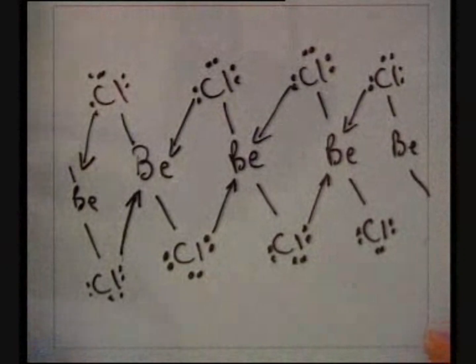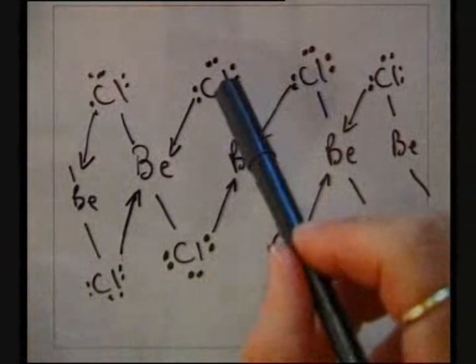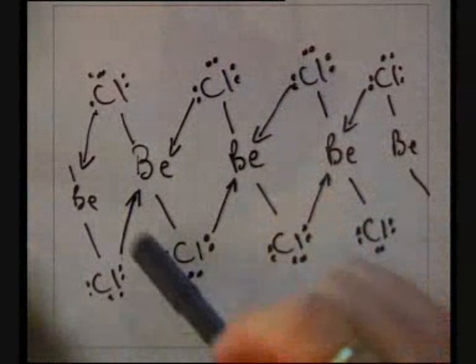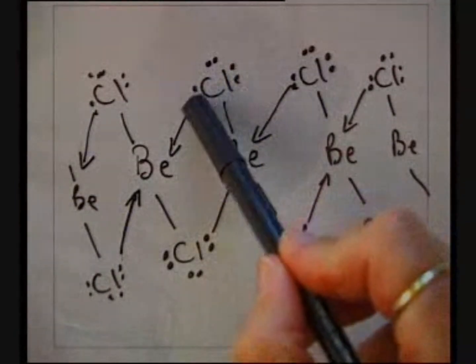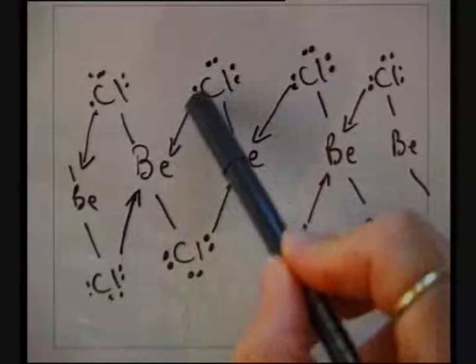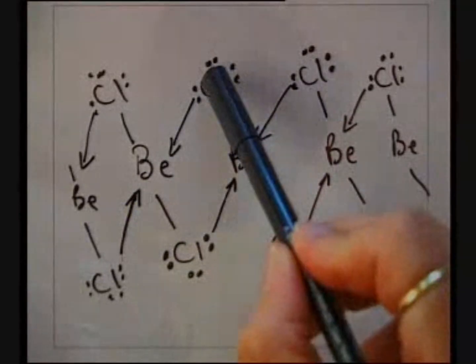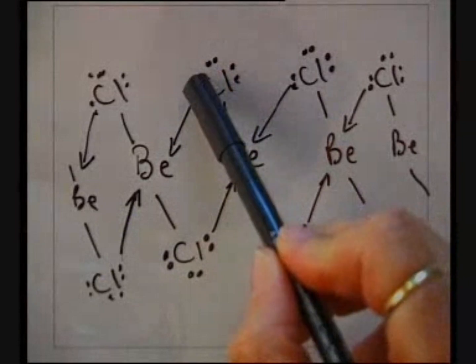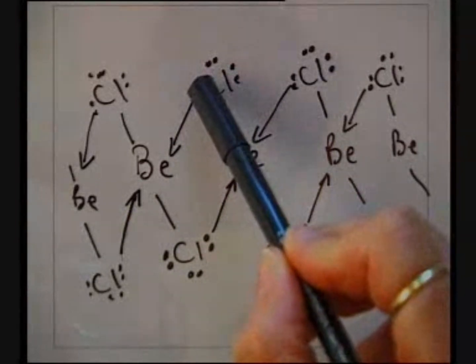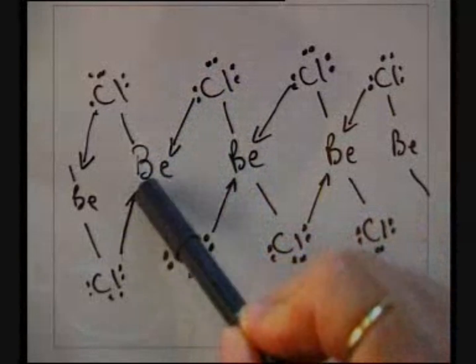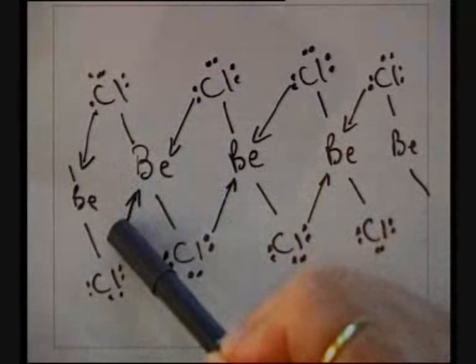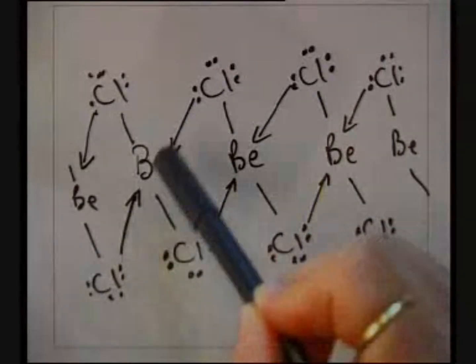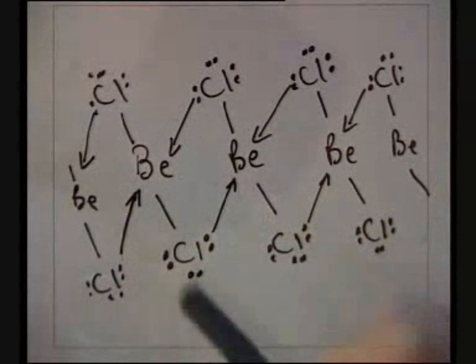When not in the gaseous phase, we find that the polymeric structure of beryllium chloride is formed by dative covalent or coordinate covalent bond formation, where the lone pairs on the chlorine atoms will be donated to the open orbitals around beryllium. Here now we've got 2 dative covalent bonds, 2 single bonds, and also an electron octet around the central beryllium atom.